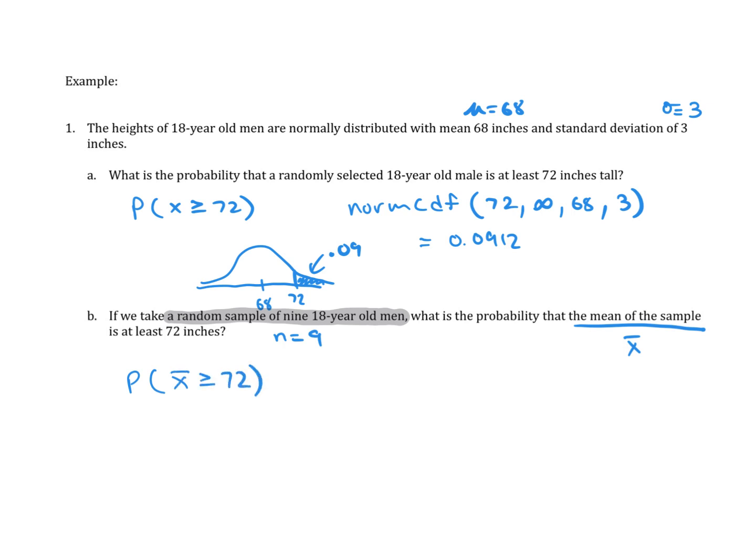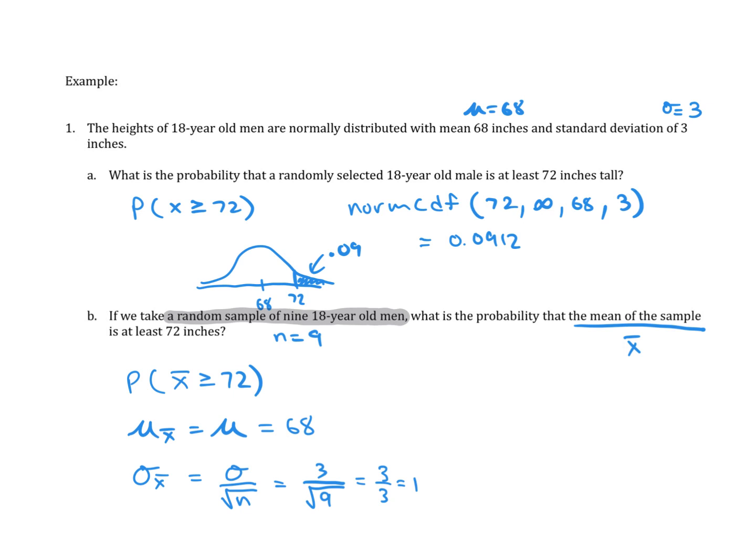to 72. And so since we have a random sample, we are going to have to change the sigma using that formula. The mean is not going to change. So the mean of x bar is still going to be equal to the mean of the population, which is 68. But sigma of x bar is the sigma of the population divided by the square root of n, which is the sample size. So in this case, we're going to take 3, sigma from our population, and divide it by the square root of 9, because our sample size in this problem is 9. That gives us 3 over 3, which is 1.